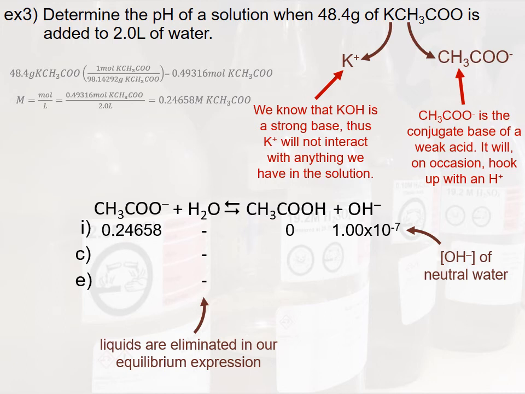Now in my change line, I have a 0 on the right-hand side. So that means the right-hand side has to be going up. So I put my positive x's on the right-hand side. And if the right-hand side is going up, that means the left-hand side is going down. So I put my negative x's on the left-hand side. So at equilibrium, the acetate ion concentration will be 0.24658 subtract x. Acetic acid concentration will be just x. And the hydroxide concentration will be 1.00 times 10 to the negative 7 plus x.